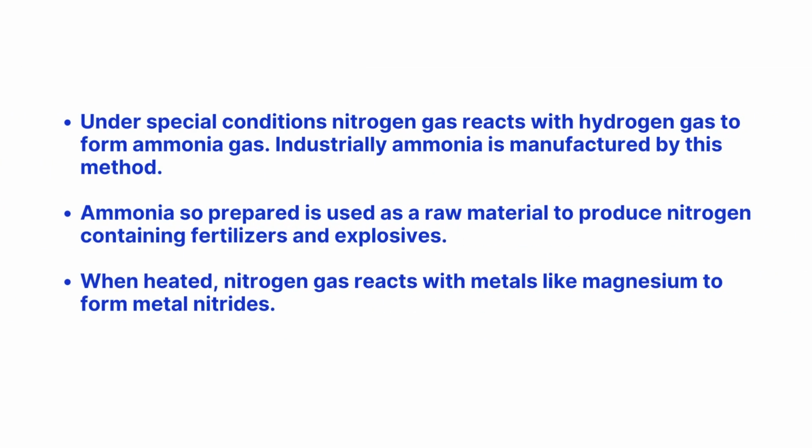Under special conditions, nitrogen gas reacts with hydrogen gas to form ammonia gas. Industrially, ammonia is manufactured by this method. Ammonia so prepared is used as a raw material to produce nitrogen-containing fertilizers and explosives. When heated, nitrogen gas reacts with metals like magnesium to form metal nitrides.